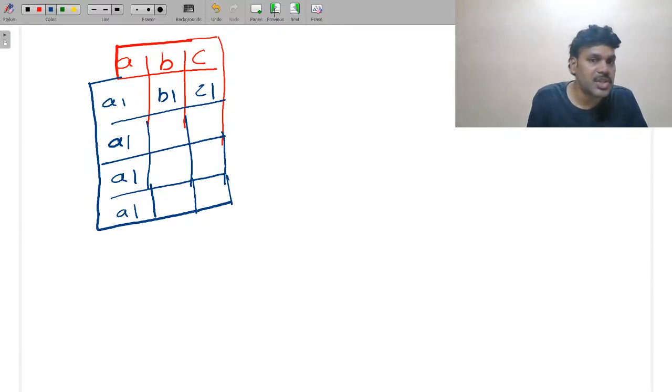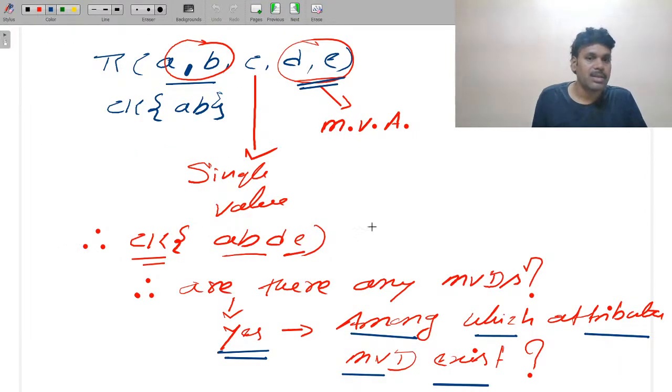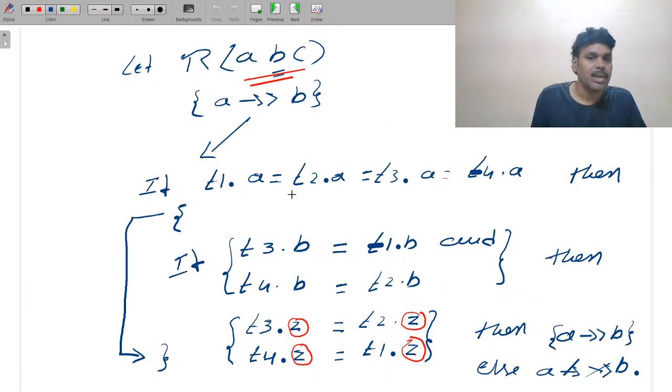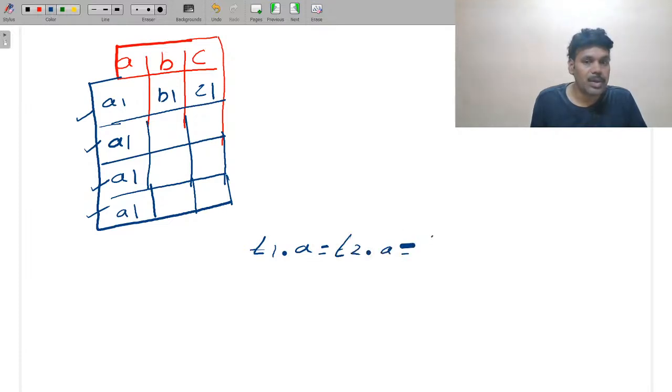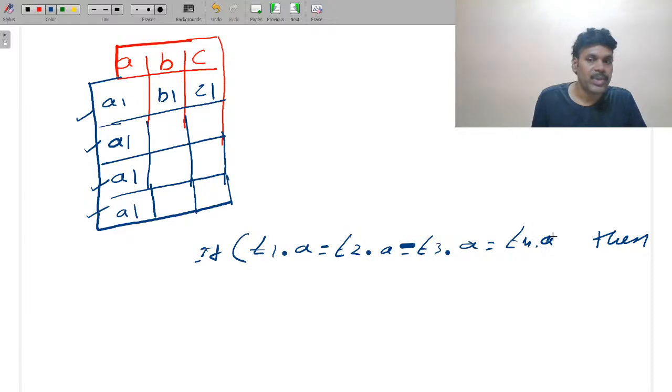As we need in the condition. What is the condition? Please observe. The condition is that A value is supposed to be equal across the 4 tuples. That's why I wrote your A value in such a way. So A value is 4 times equal. Whenever this is equal, we know the condition: tuple 1 dot A is equal to tuple 2 dot A is equal to tuple 3 dot A is equal to tuple 4 dot A. If it satisfies, then you go into the inner condition.